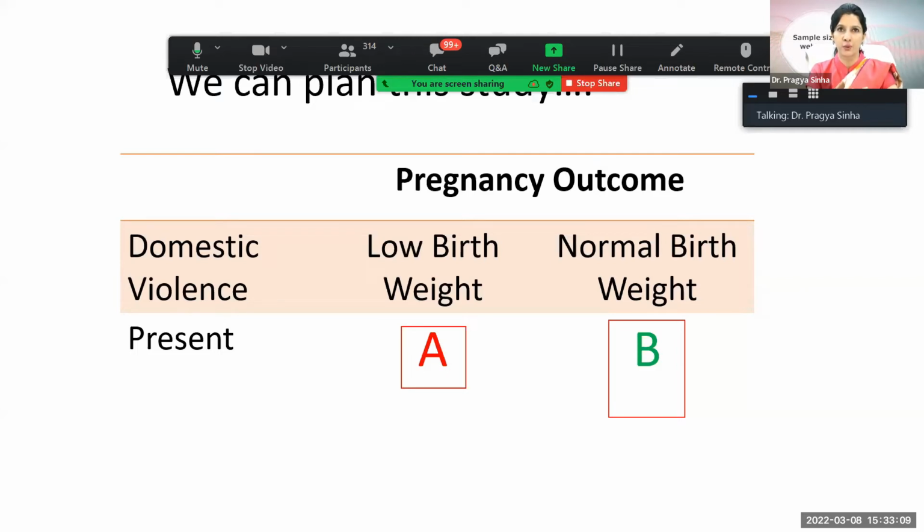So yes, you are right that it is a cohort study. And here you will calculate the absolute risk. So how can you calculate the absolute risk? The absolute risk will be A by A plus B. So low birth weight divided by the denominator, where you will take all those women who suffered from domestic violence. Although there is no comparison group, you will still call it a cohort study. Am I making sense to all of you? Are you getting some hang of this cohort study without that comparison group?